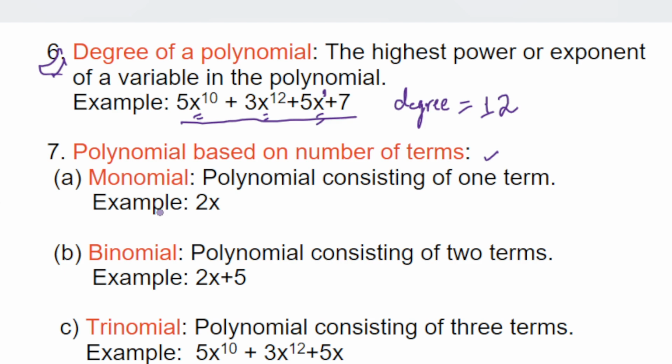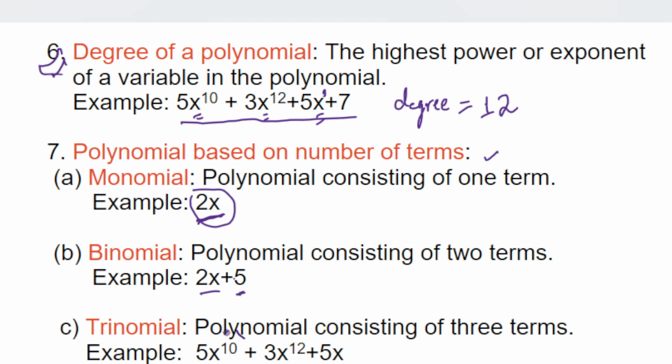There are three types of polynomial: monomial, binomial and trinomial. So monomial is what? A polynomial consisting of one term. For example, 2x is my one term, and it contains one term only. So this is my monomial. Binomial is a polynomial consisting of two terms. 2x is one term and 5 is another term. So this is my binomial.